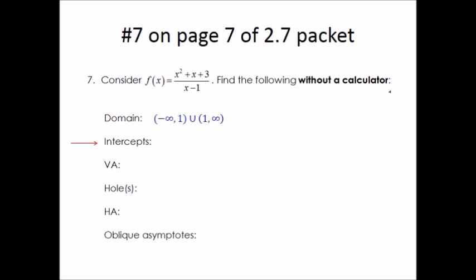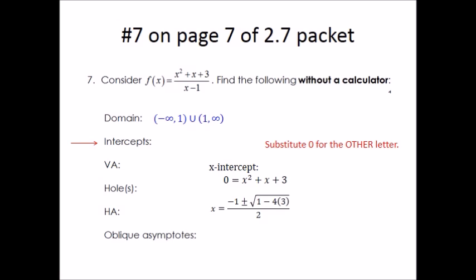To find intercepts, substitute 0 for the variable you're not finding. So for x-intercepts, substitute 0 for y and solve for x. When I substitute 0 for y, the denominator would cancel out after cross-multiplying, so I'm not even bothering to write it. Since I already know x squared plus x plus 3 is not factorable, I can try to use the quadratic formula to solve. This results in imaginary solutions, so the graph has no x-intercepts.